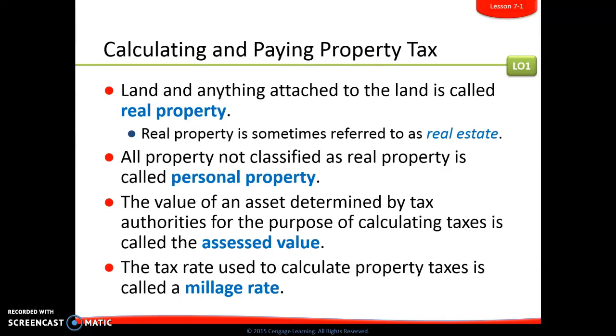Land and anything that's attached to the land is called real property, or it's sometimes referred to as real estate. Personal property is all property that's not classified as real property. The value of an asset determined by tax authorities for the purpose of calculating taxes is called the assessed value. And then the tax rate that's used to calculate property taxes is called millage rate. Sorry, not mileage, millage rate.